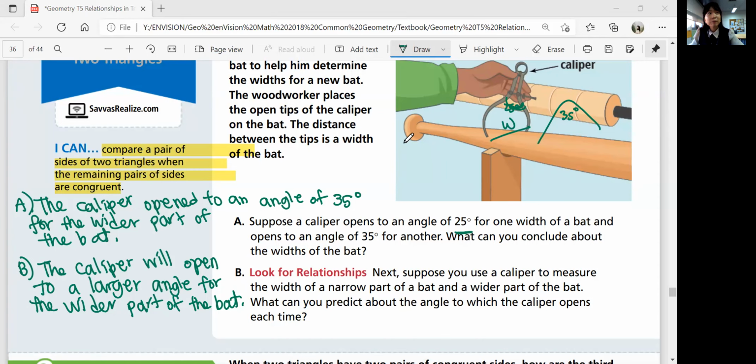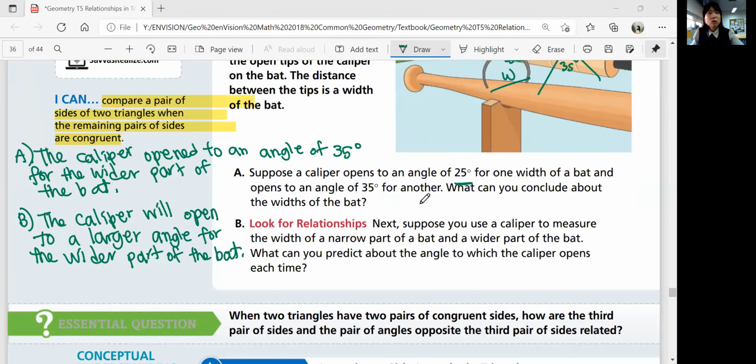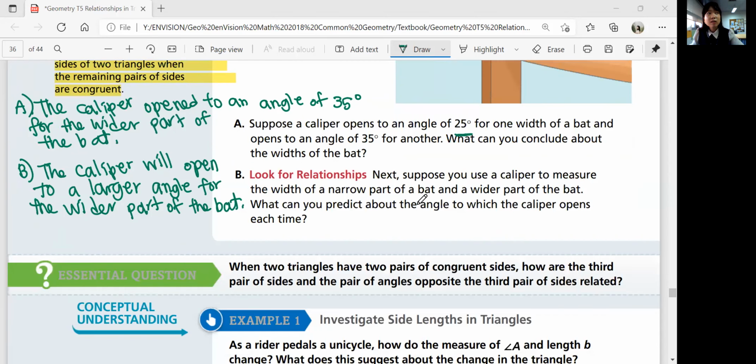Let's record that. All right, so in this lesson, we'll think about this big essential question. When two triangles have two pairs of congruent sides, how are the third pair of sides and the pair of angles opposite the third pair of sides related? So mostly we'll think about the third side and the angles opposite it.